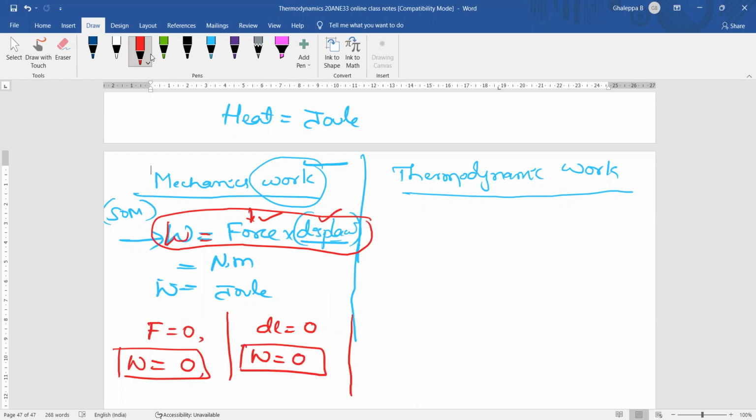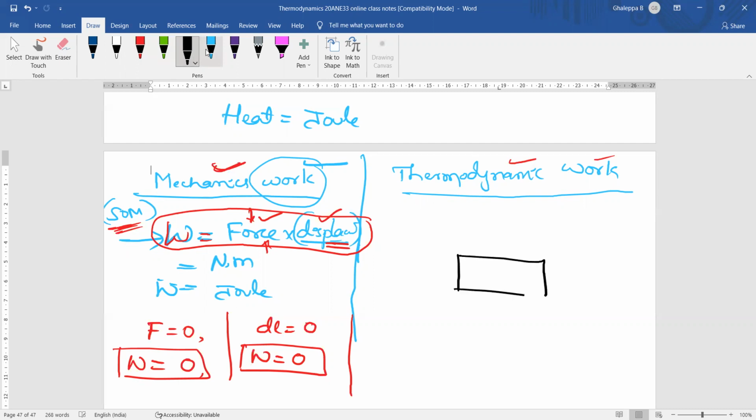So you mean to say the mechanics engineer, that is the strength of material engineer, will say that if the force is 0, work done will be 0. If the displacement is 0, work done will be 0. But the thermodynamic engineer will say that if the displacement is 0, there will be some kind of work transfer. Work done will not be 0. If the force is 0, even then there will be some work transfer. I will give a simple example.